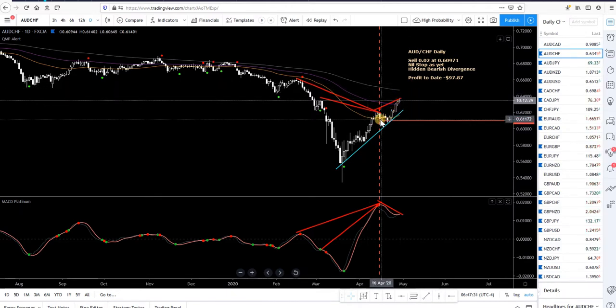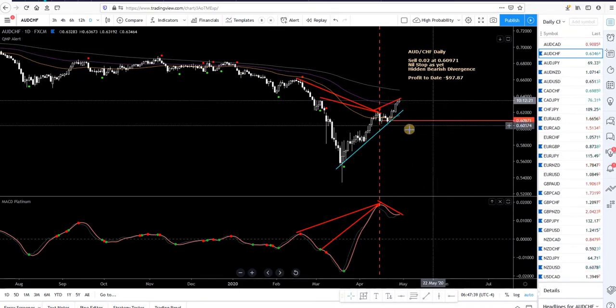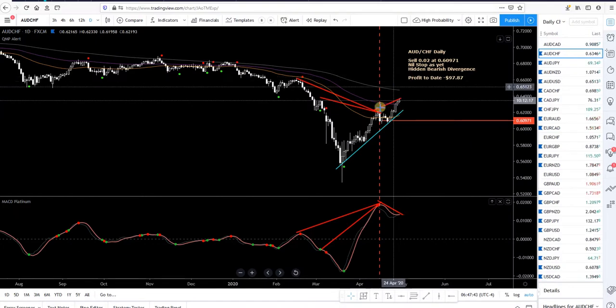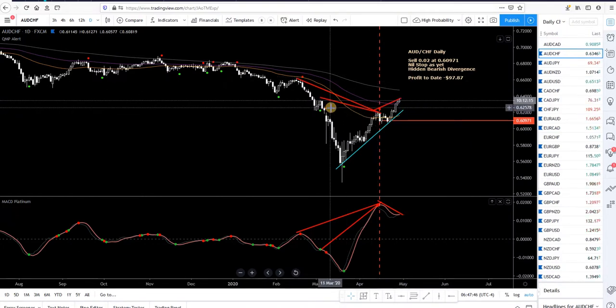Yeah, so this is the Oz Swiss. I'm in a sell here. Sells are designated by a red vertical dash line and a solid red horizontal line. As you can see, it's gone against me badly. Took hidden bearish divergence. I don't use a stop when I'm using hidden divergence.